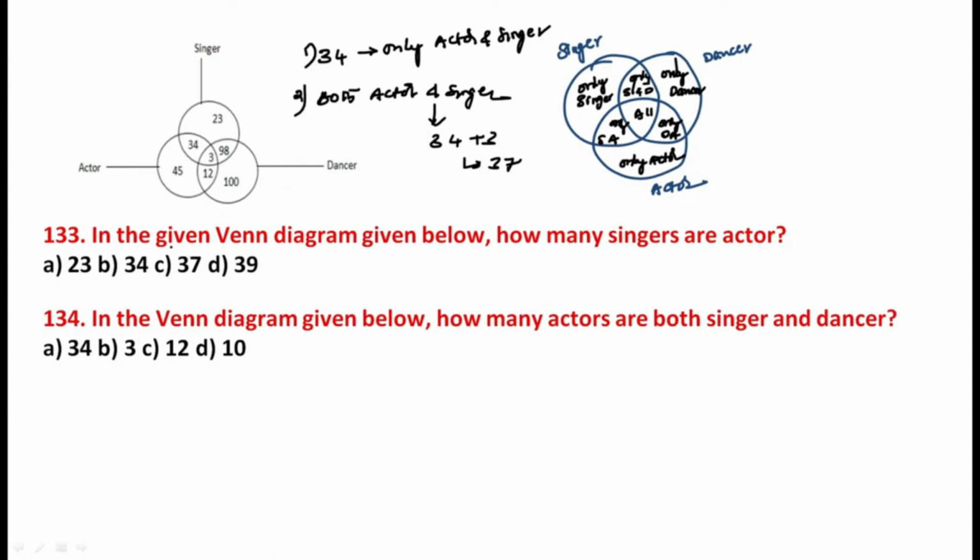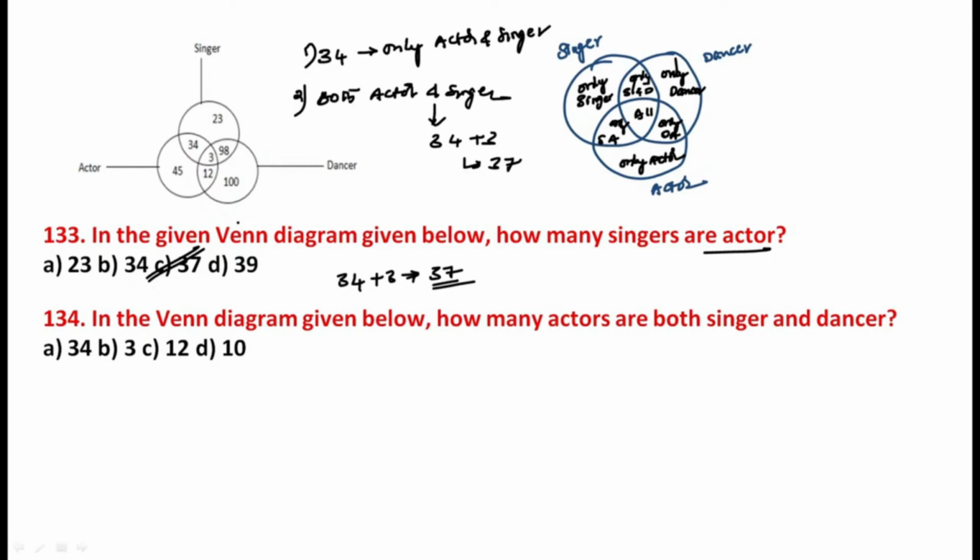Now the question. In the given Venn diagram below, how many singers are actors? So how many singers are actors means we consider the entire common portion. The entire common portion is 34 plus 3 is equal to 37. 34 is the only case, guys, but 37 is the both case. There is a difference. There is a huge difference.